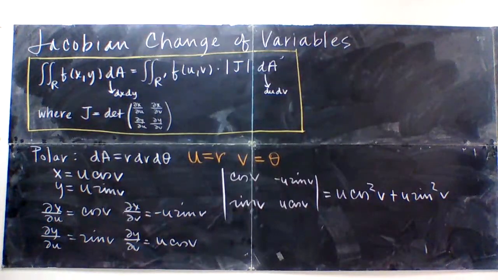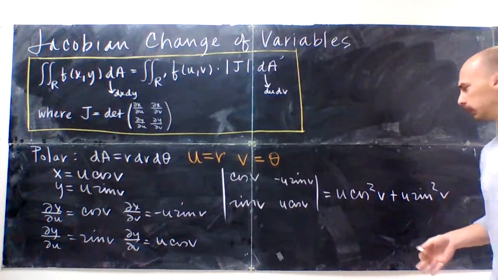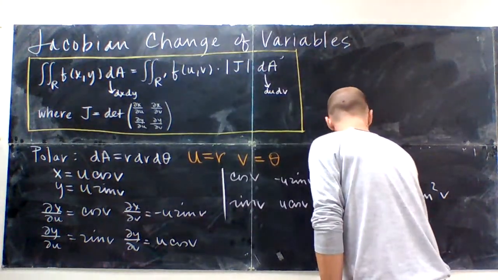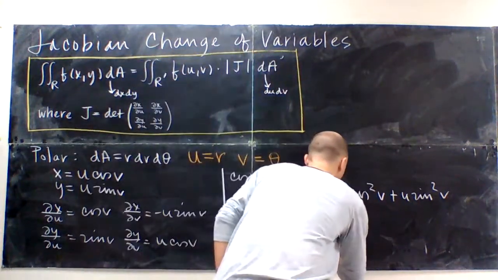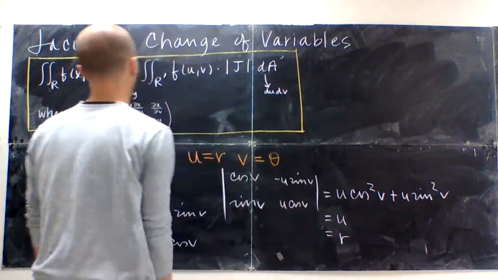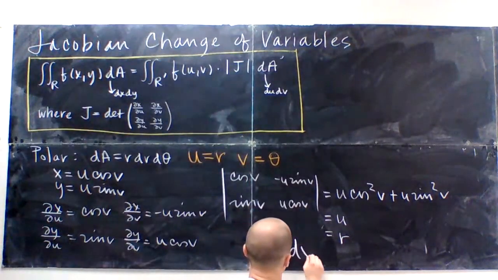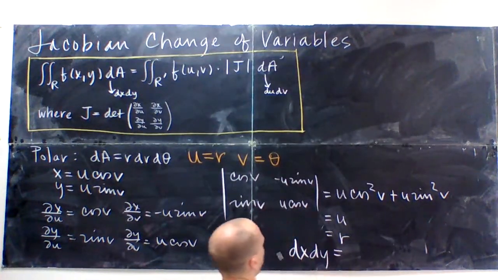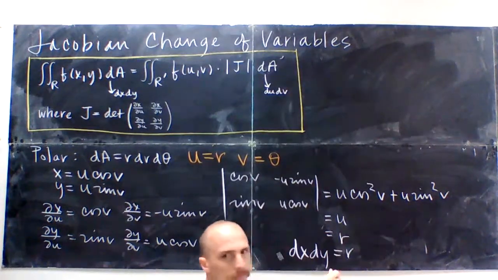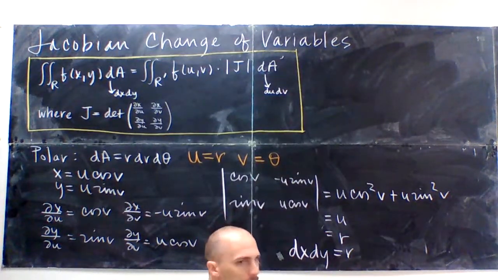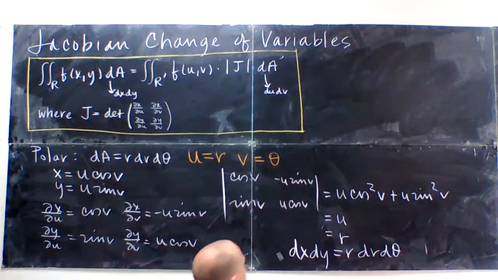Okay, factor out the u. I have cosine squared plus sine squared of v. It doesn't matter what v is, that's 1, right? So this is equal to just u. Okay. u is equal to r. So now I have dA, as in dx dy, is equal to the absolute value of J, which is going to be the absolute value of r, which is pretty much just r. I'm just going to gloss over that. And then dr d theta is the other dA.